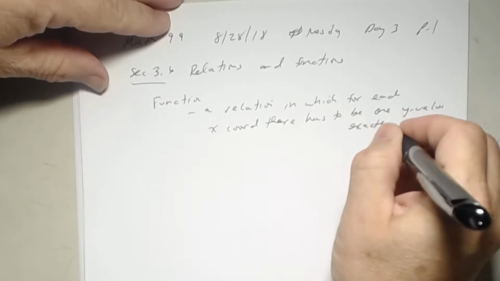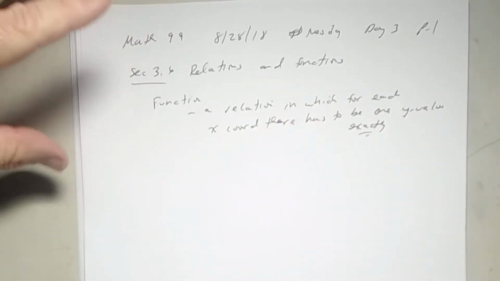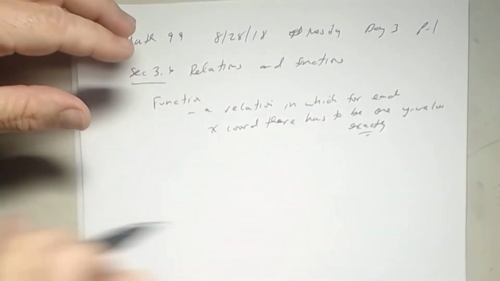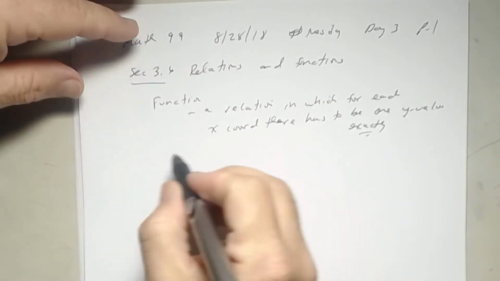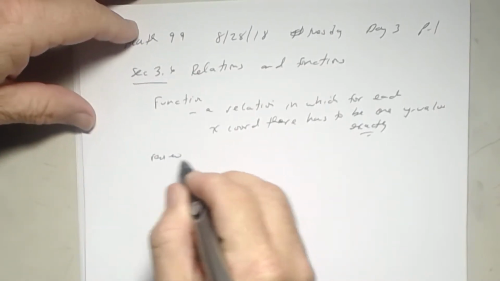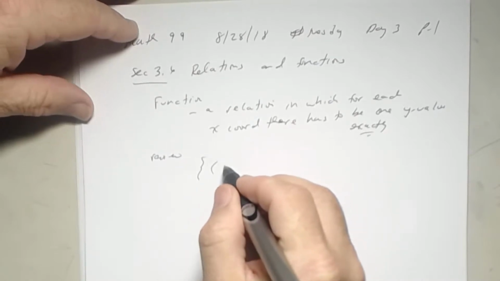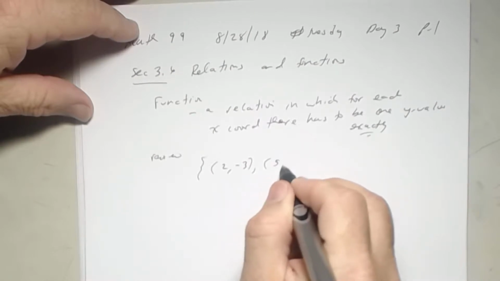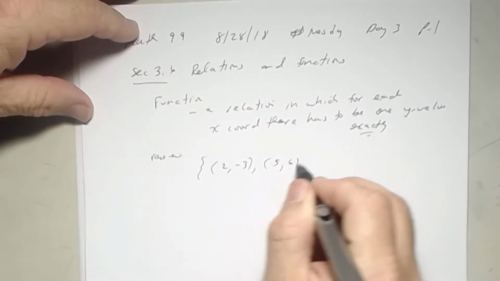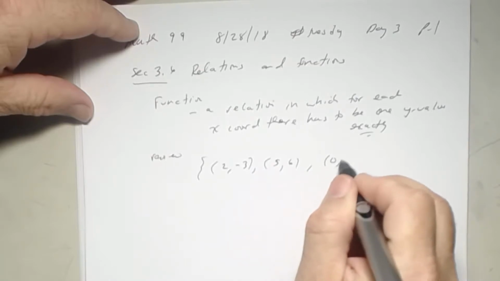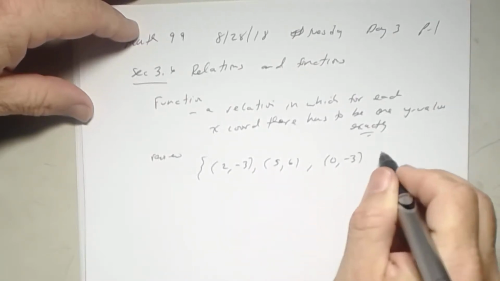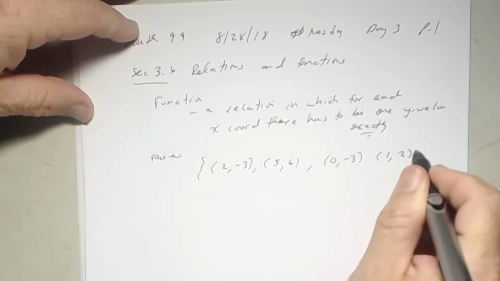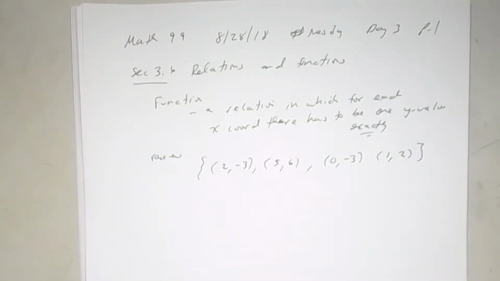Exactly. If you look at the notes from last class, we talked about sometimes doing it as a mapping and seeing if there's only one arrow coming from each x. So as a quick review, is this relation a function? We have 2, -3, 5, 6, 0, -3, 1, 2. Is that a function or not a function?